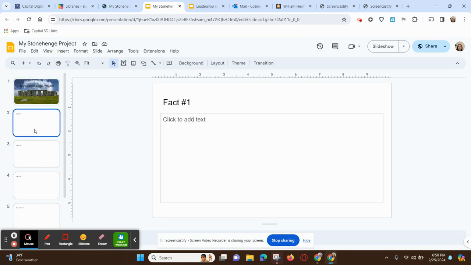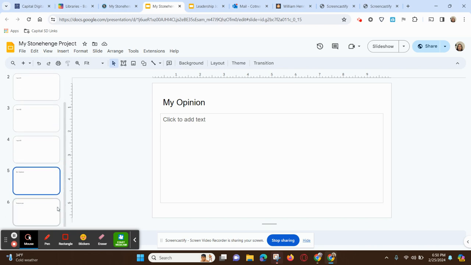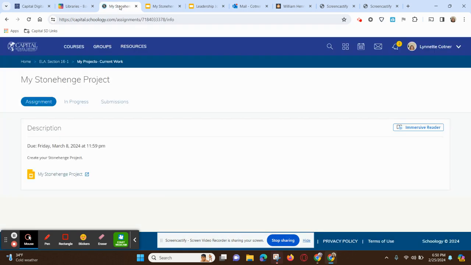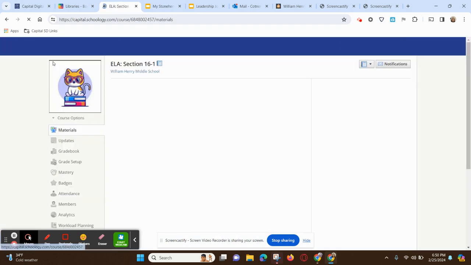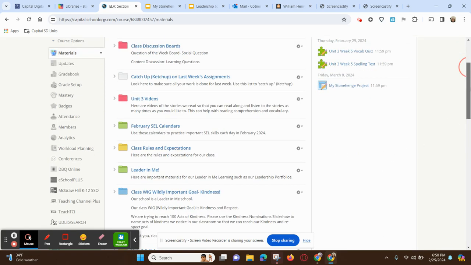But they're basically just going to put fact 1, fact 2, fact 3, their opinion about Stonehenge and the facts they shared, and then their resources of where they got their facts. And I like that Schoology has put it right here. Like I said earlier, I think that's phenomenal. So the students know that they have this project to do until it gets turned in and graded by the gradebook. And then, of course, it will drop off for them.